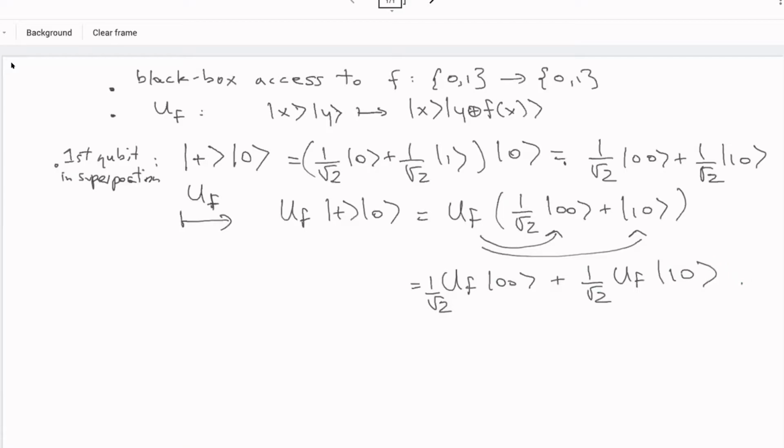And by the definition of U_f here, because the second qubit is in the 0 state, I simply get 1 over square root of 2, 0, f of 0, plus 1 over square root of 2, 1, f of 1.